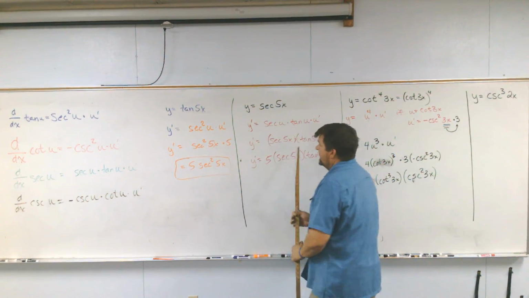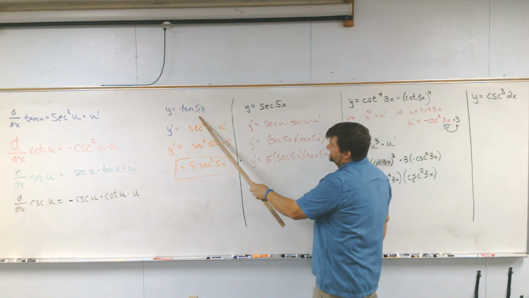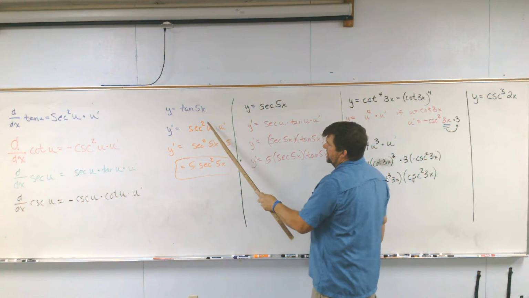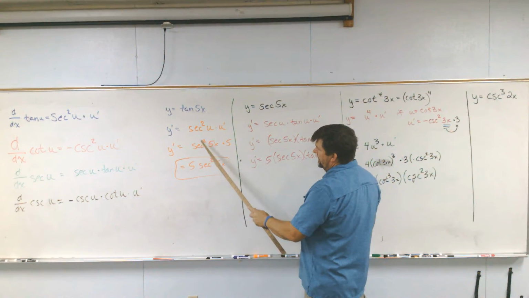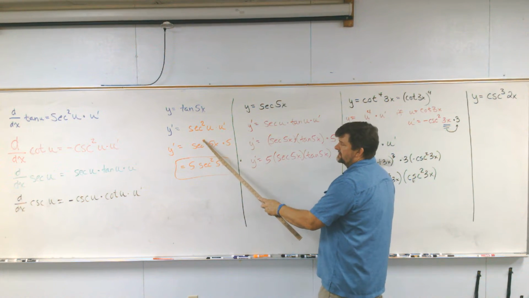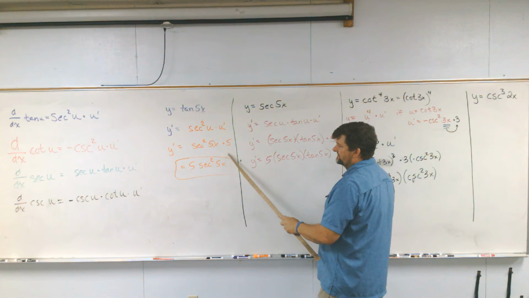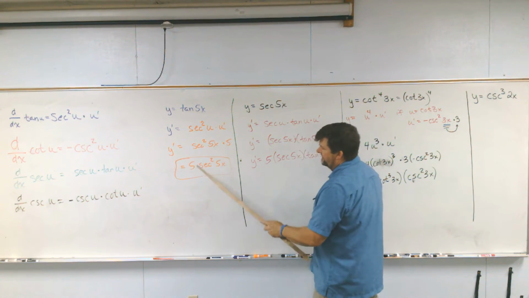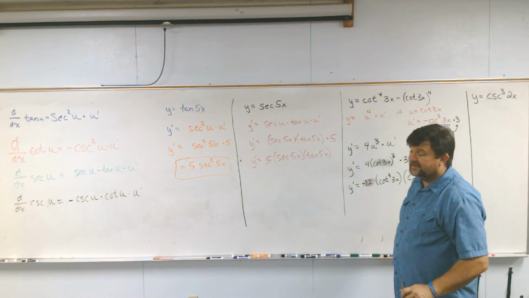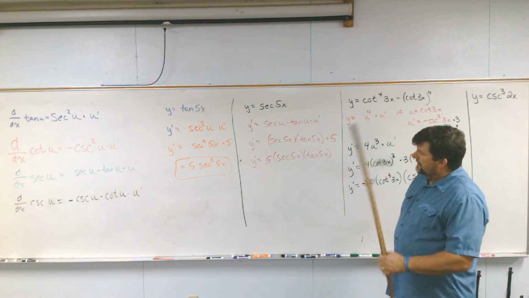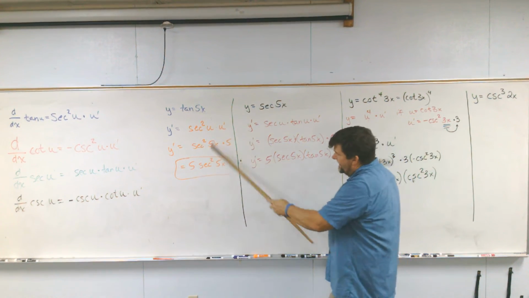Okay? And I know that u prime is the derivative of what's inside. So the derivative of what's inside is 5. So when I clean all this up, I get secant squared 5x times 5. And so my derivative is 5 times secant quantity squared 5x. So now, it plugs in nice and neat.